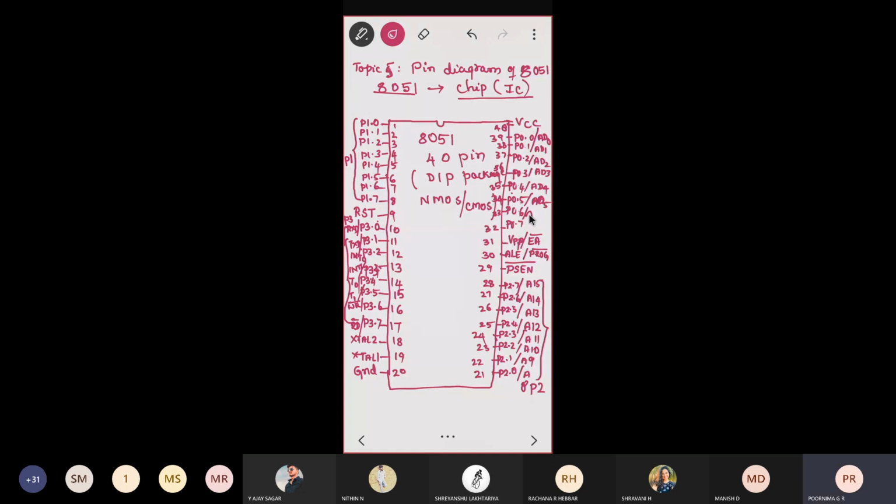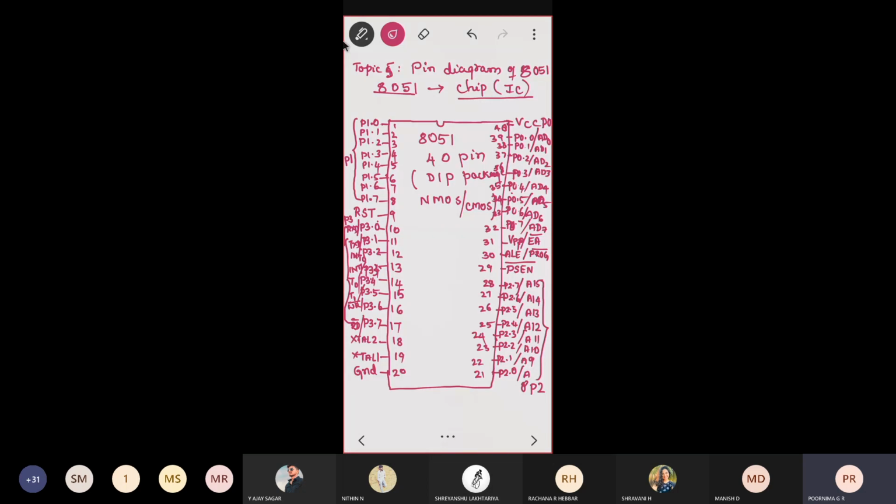This is with AD6. And this is with AD7. So all these P0.0 to P0.7, totally 8 pins, are represented as port 0 pins. Is it clear? Students, can you see the pins, how they have been organized with this 8051?